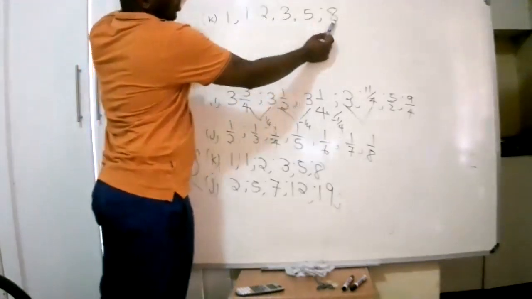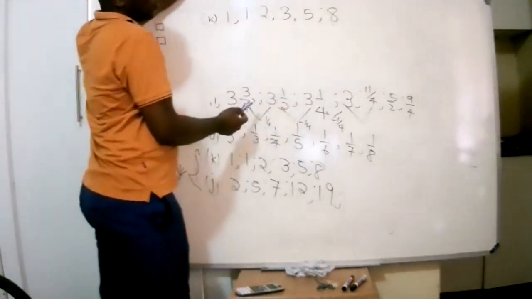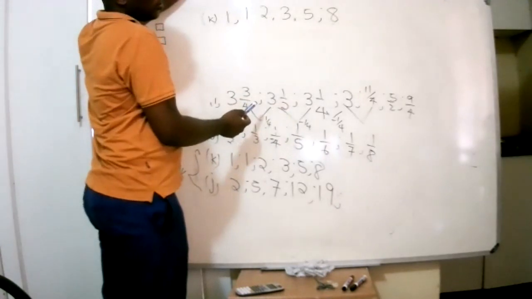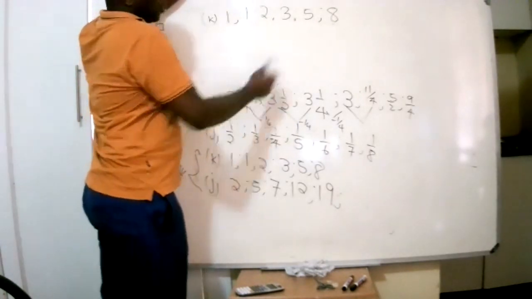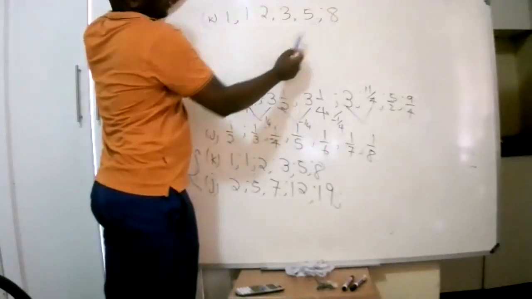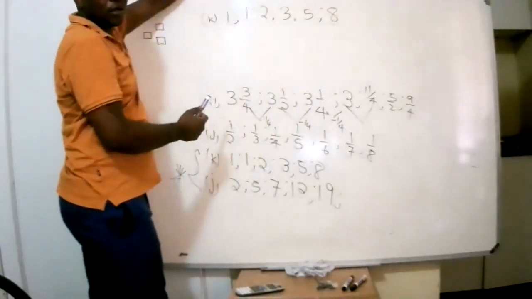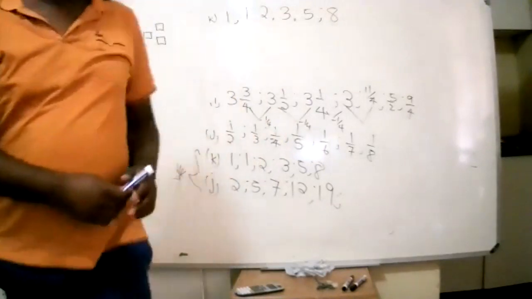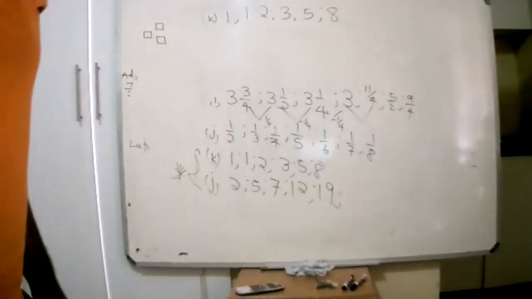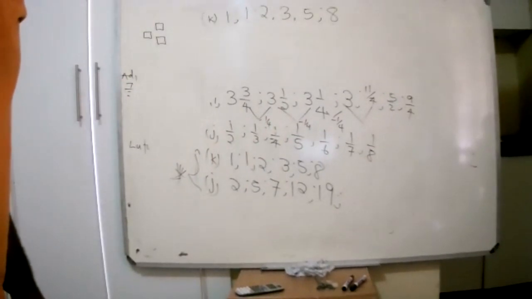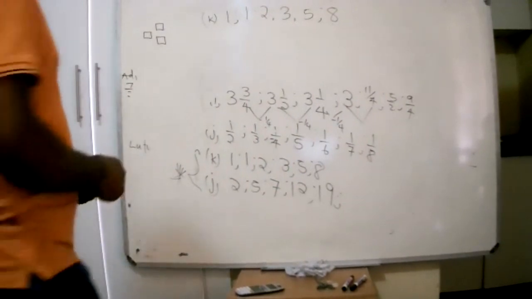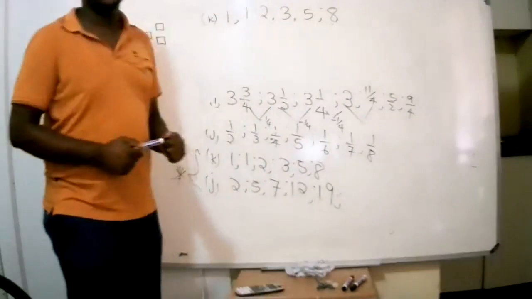Add 5. In order to get 8, what are we supposed to do? Sir, you are freezing. Oh, okay. I think it's a network problem from my side. Let me try to rectify that.